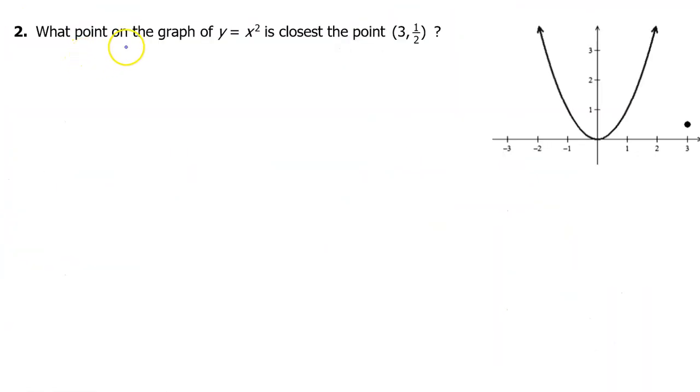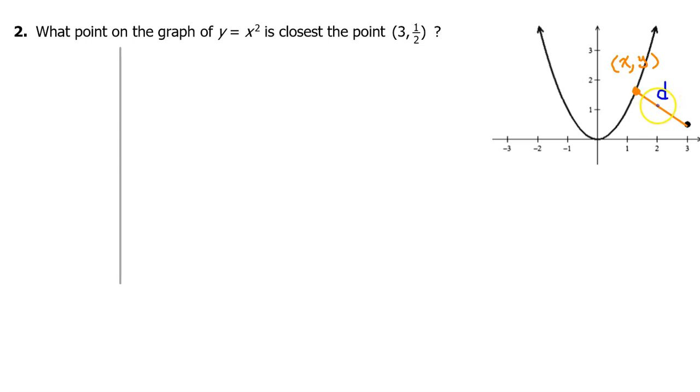Number 2. What point on the graph of y equals x squared is closest to the point 3, 1/2, which is this point right here? So we need to pick the point x, y that minimizes the distance illustrated by this orange segment.